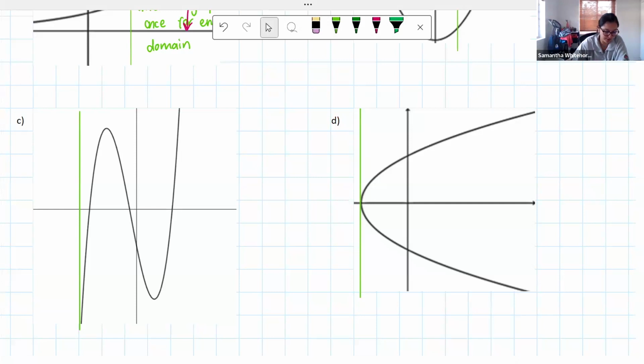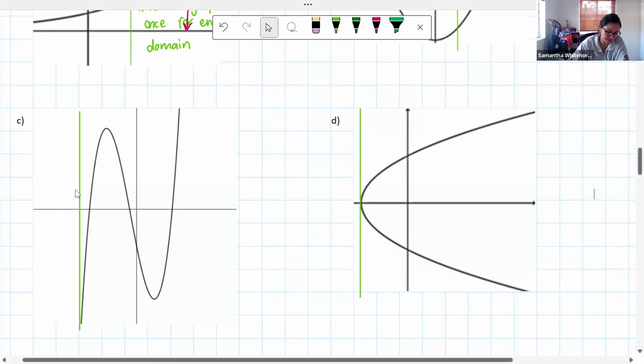Right, let's have a look. So if we go to question C, here's my vertical line. And I need you to be very careful with question C. No matter where we move it, it's actually only ever intersecting with my graph once. Okay, it's still once, it's still once, it's still once.